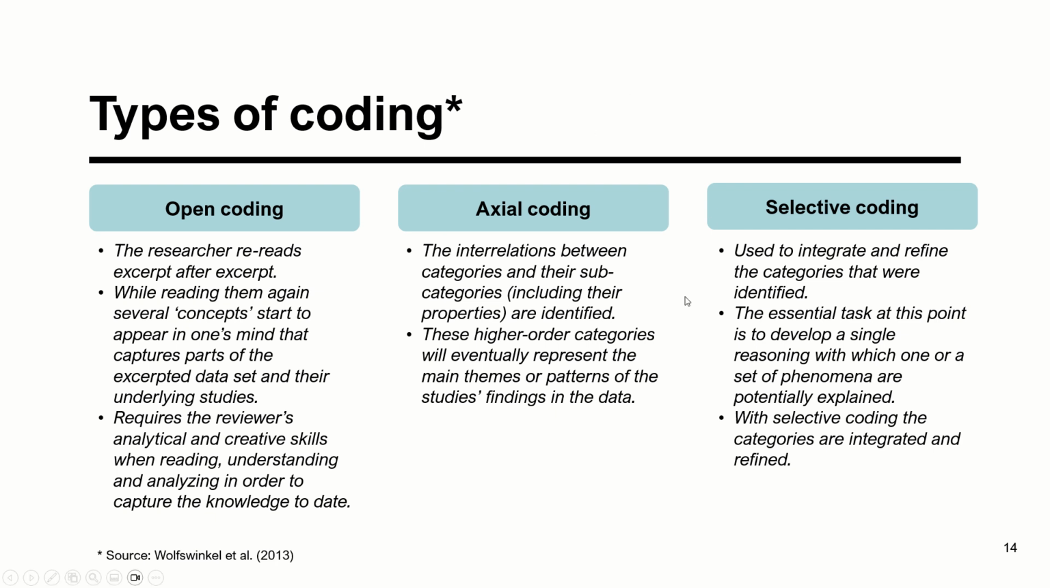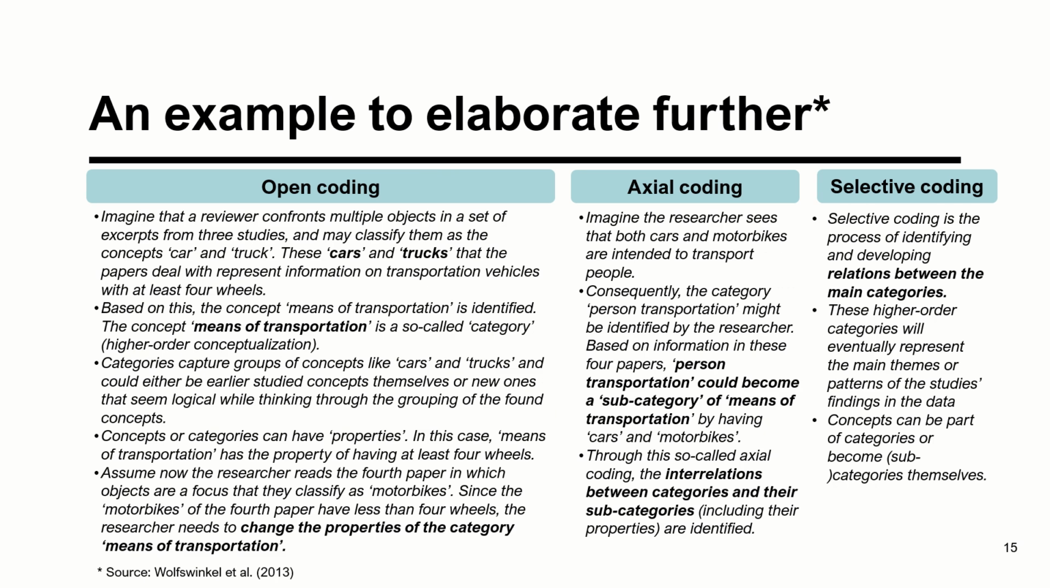Now, what happens with axial coding is that you start to connect between some of these categories and subcategories. So the interrelations become evident, and these higher order categories are what will eventually go on to represent the main themes within the entire process of identifying themes within the reviewed literature. And any patterns will also start to become very clear when you move on from open coding to axial coding. The last of them is selective coding, which is where you integrate and refine the categories that were identified. Now, moving to an example, that's when it will become a lot clearer.